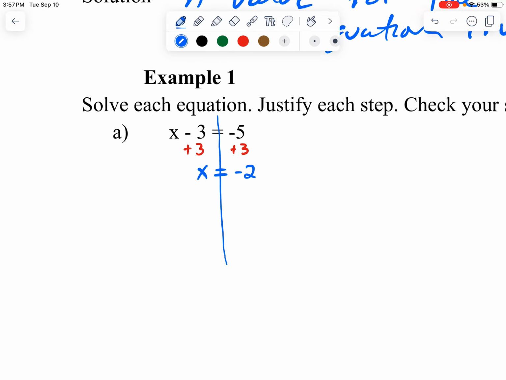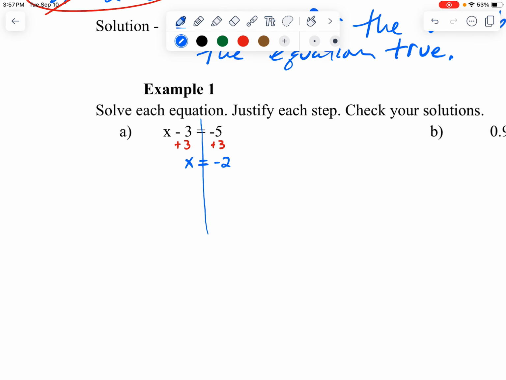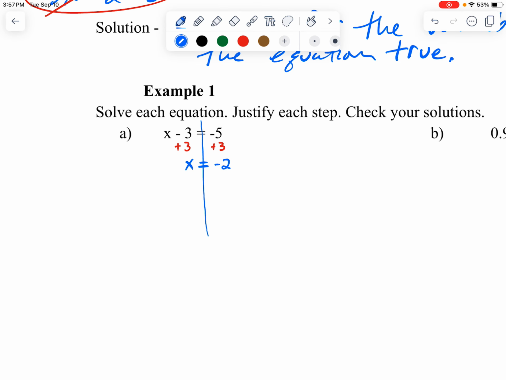We're also going to focus on checking our work. Okay, so checking to make sure that that solution is true. And in order to do that, we want to plug into the original equation.